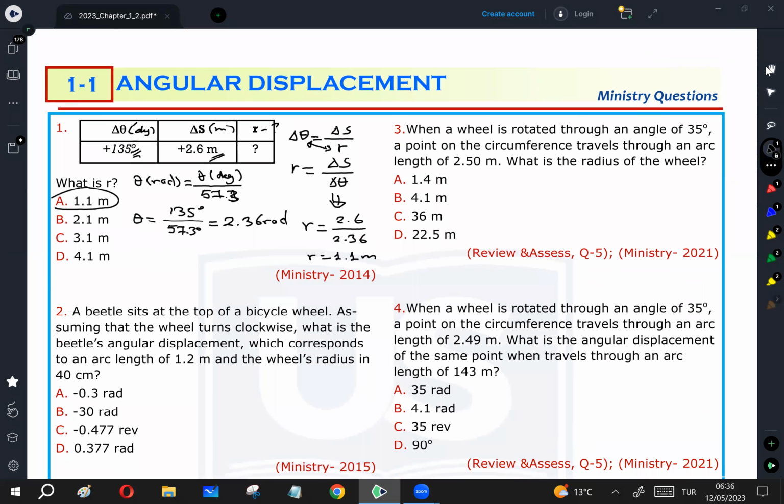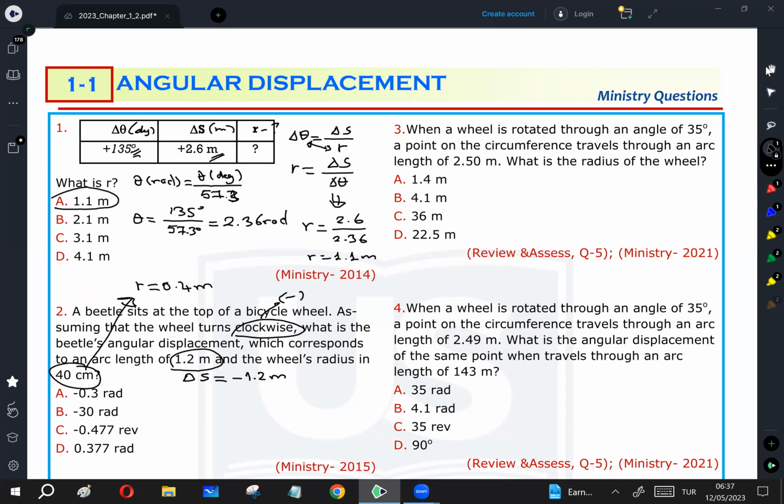And question number 2. A beetle sits at the top of a bicycle wheel. Assuming the wheel turns clockwise, which is negative, what is the beetle's angular displacement, which corresponds to an arc length of 1.2 meters, and the wheel's radius is 40 centimeters. So this is delta S. But for clockwise rotation, delta S is going to be negative 1.2 meters. Radius is 40 centimeters, but we should use the SI unit for lengths in calculation, which is 0.4 meters, 40 centimeters divided by 100.